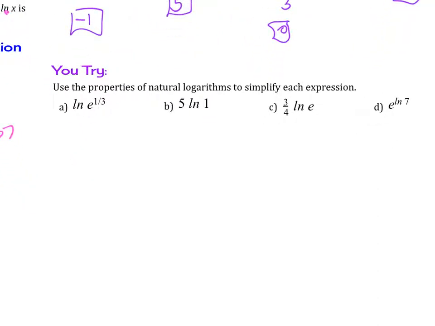Pause the video and try them out. So if you try this out, letter A is a third. Letter B, that's 5 times 0, natural log of 1 is 0. And then letter C is 3/4. And then letter D, it's just 7.